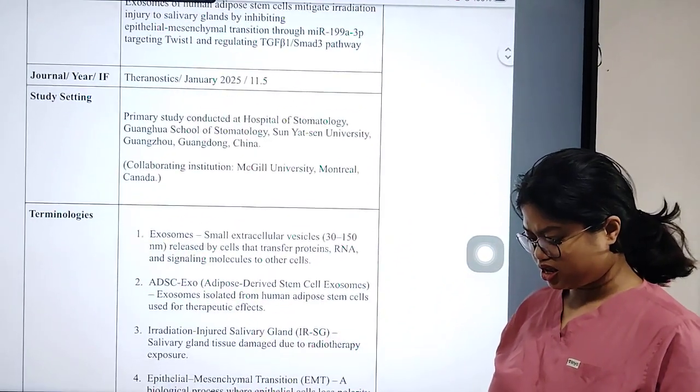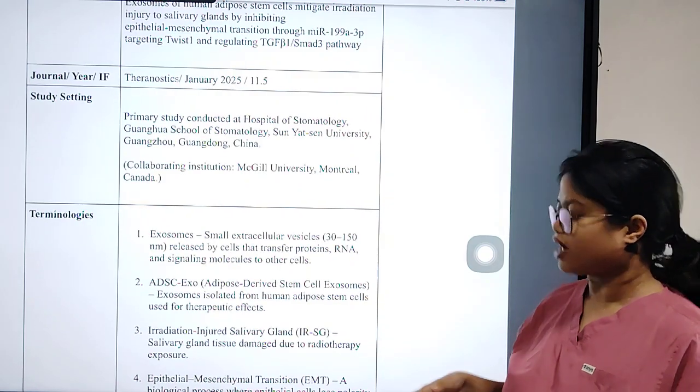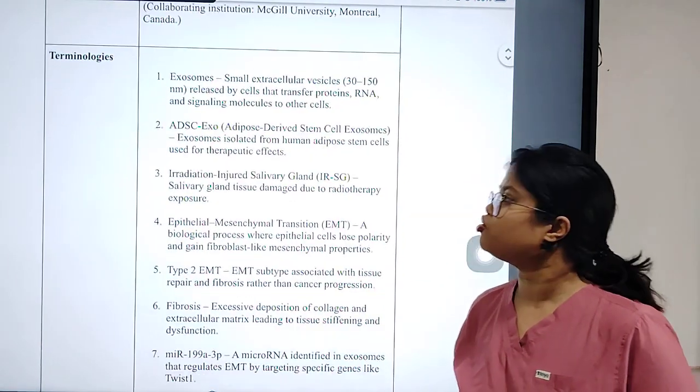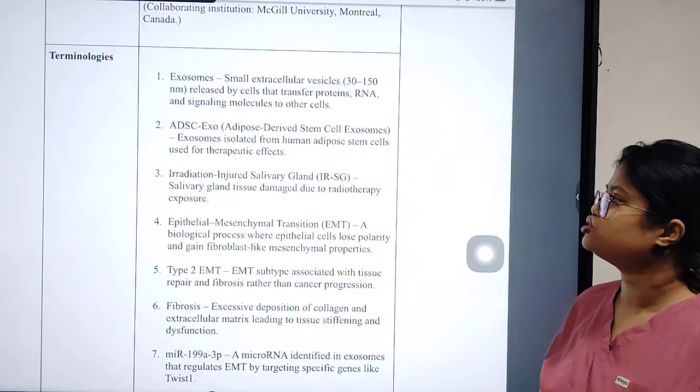So the study was conducted in China with a collaborating institution in Canada. There are various terminologies that we need to know before proceeding with the journal club discussion.